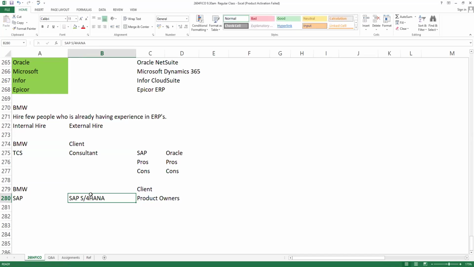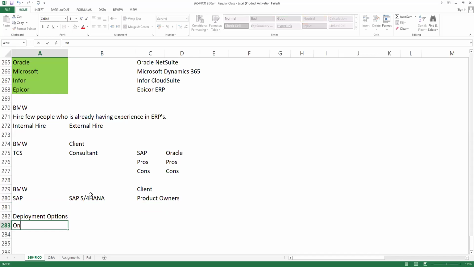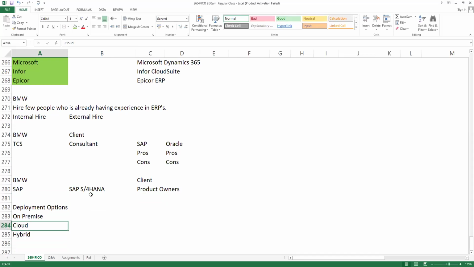Okay. Now, as soon as they decide on SAP S4 HANA, again they will come with the three deployment options: on-premise, private cloud, or hybrid. Again, there is some sort of confusion, right? Again, they will go back to the consultants.